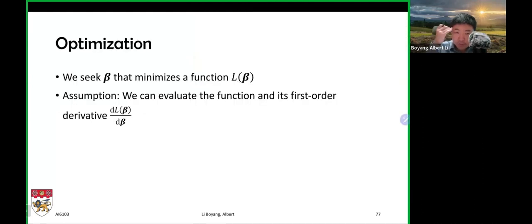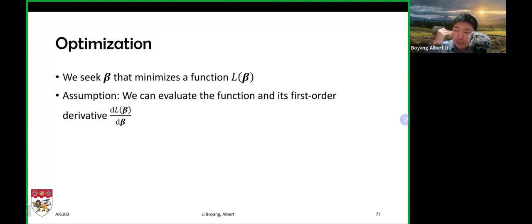So I wanted to first introduce the generic optimization problem where we seek the model parameter beta that minimizes a particular function. And the assumption is that we are able to evaluate the function itself, right? So if we cannot even evaluate the function, it would be really hard to optimize something. And these things do happen, right?